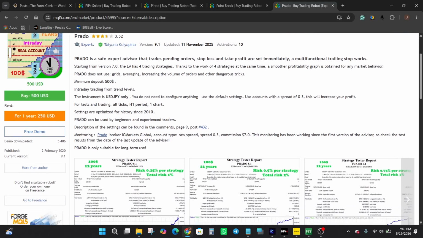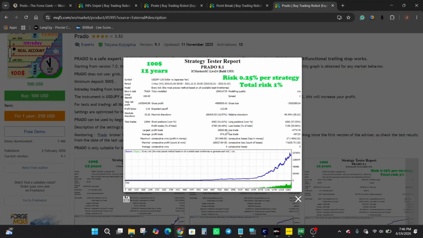All right. Now, let us see what we have provided here in the strategy tester report. This is USDJPY 1 hour time frame, 4th January 2010 to 31st December 2021. We have a $100 deposit. This is over $1.4 million in net profit. Total trades 12,844, out of which 5,708 were profitable, giving us a 44.44% win rate.